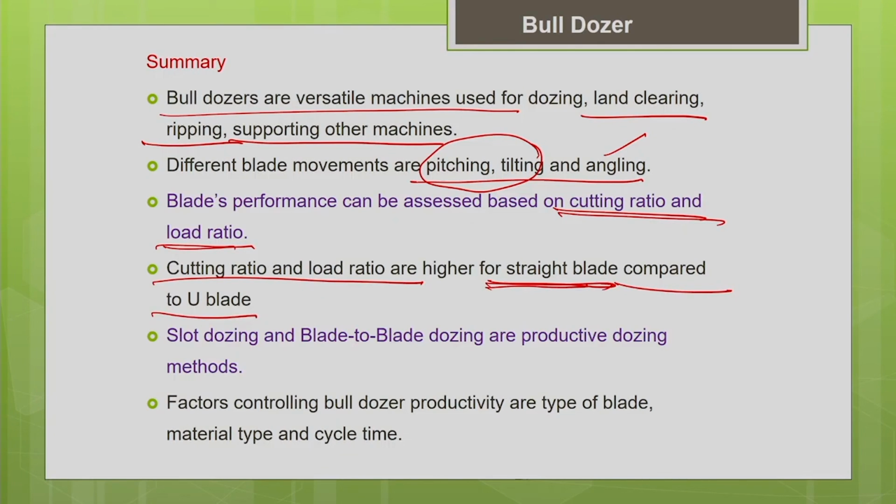The other important thing is, we have also seen the different productive dosing methods adopted to reduce spillage, end spillage: slot dosing and blade to blade dosing. This can help you to increase the productivity of the earth moving operation. And we have discussed the factors which affect bulldozer productivity, like the type of the blade, material type and the cycle time. And we have worked out illustrations on how to estimate the productivity of the bulldozer using different approaches based upon the input data available.